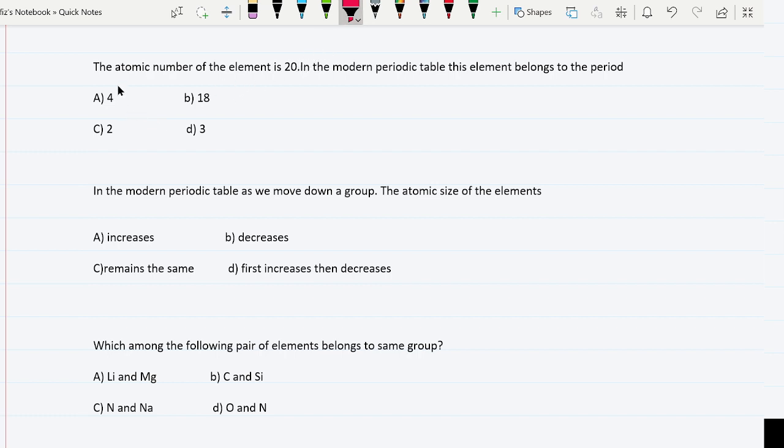So moving to the next question here: the atomic number of the element X, let us say it is 20. In the modern periodic table, this element belongs to which period? Means you have to find the period of the element with atomic number 20. So we'll write the configuration again. See, the configuration is the tool. Otherwise you cannot do anything here. 3p6, 4s2. So this is the configuration of it.